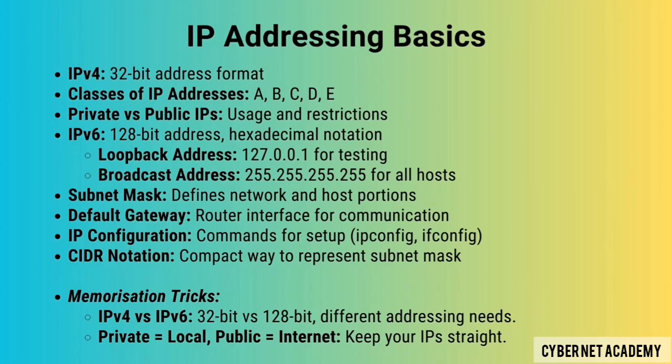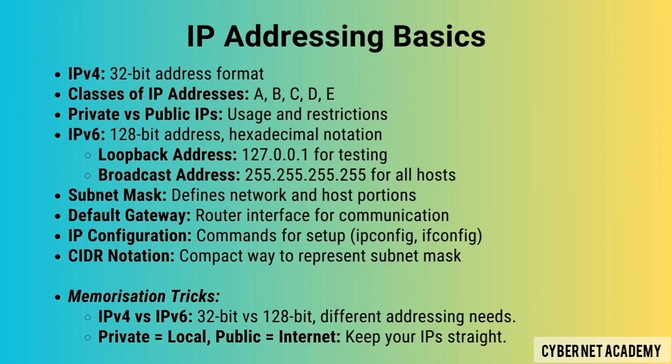The subnet mask determines which part of an IP identifies the network versus the host. It's often written in CIDR notation, a compact way to represent the mask. Special addresses include the loopback address for your own device, remember? There's no place like home. And the broadcast address for all devices. The default gateway is the router's IP used to send traffic to other networks.